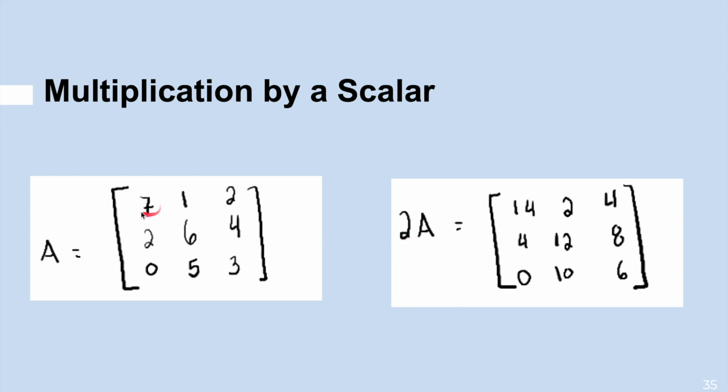So here I have 7. 7 times 2 is 14. 1 times 2 is 2. 2 times 2 is 4. 2 times 2 is 4 again. 6 times 2 is 12. 4 times 2 is 8. 0 times 2 is 0. 5 times 2 is 10. And 3 times 2 is 6. Every single individual number, and they just go right back where they were before.